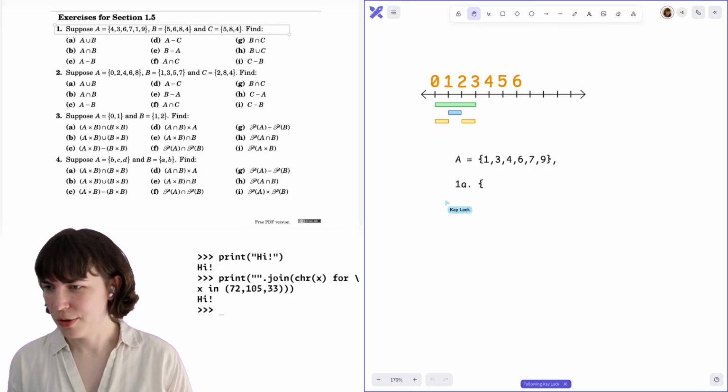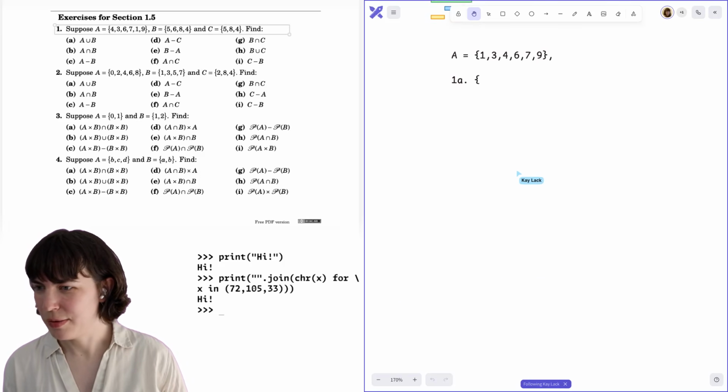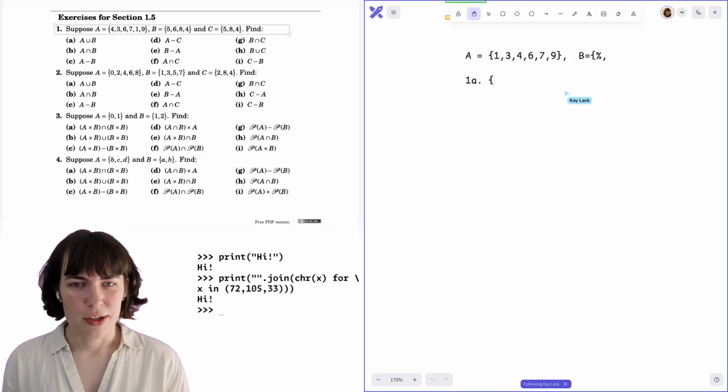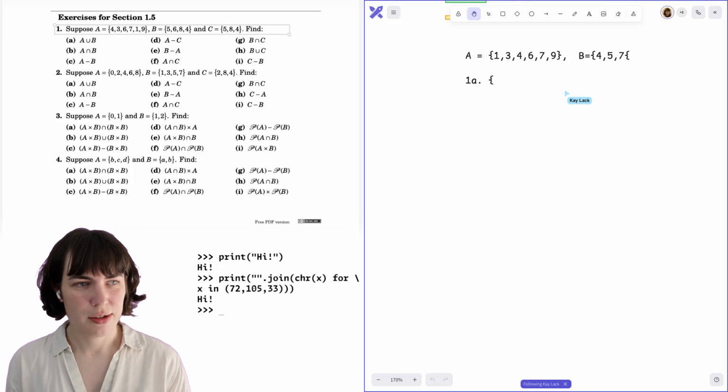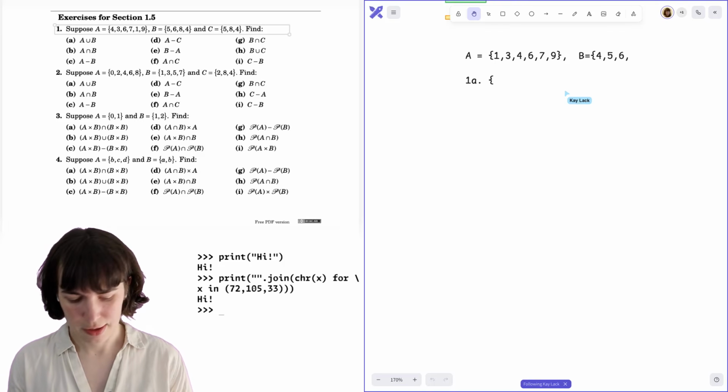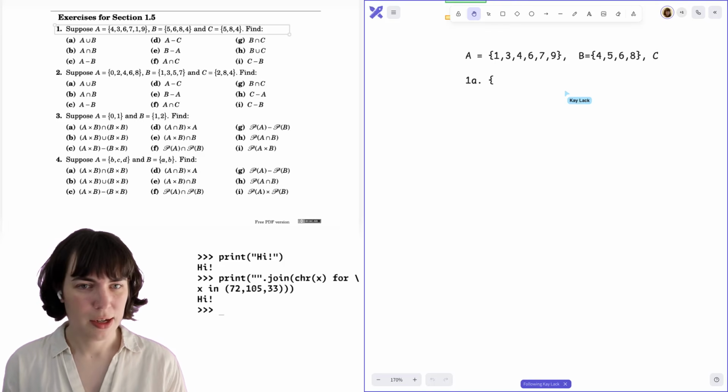B, wow, it's not showing anything. There we go. B is 4, 5, 6, 8. And then C is 4, 5, 8. Okay, great.